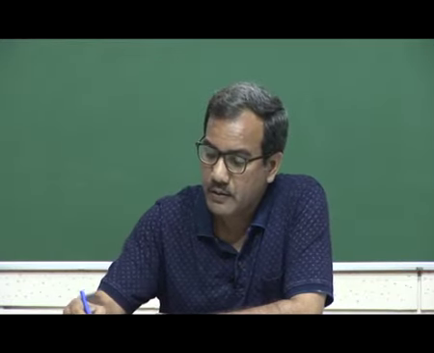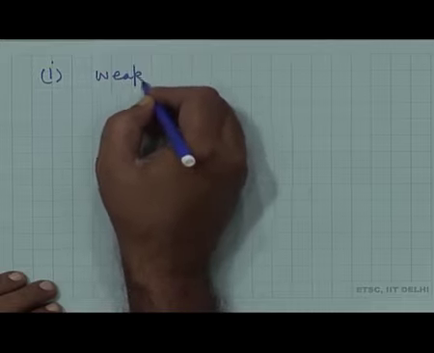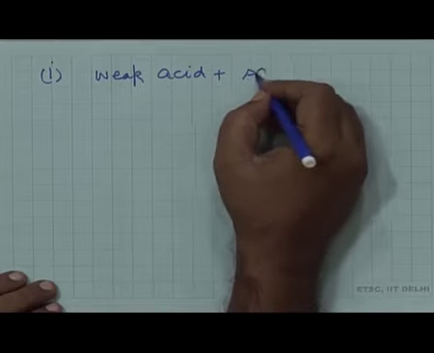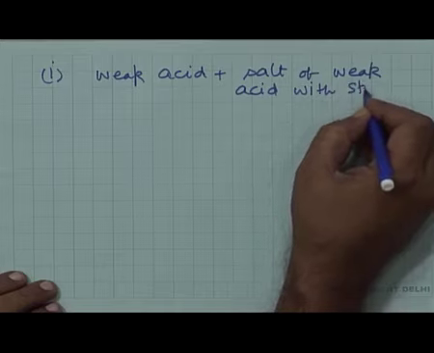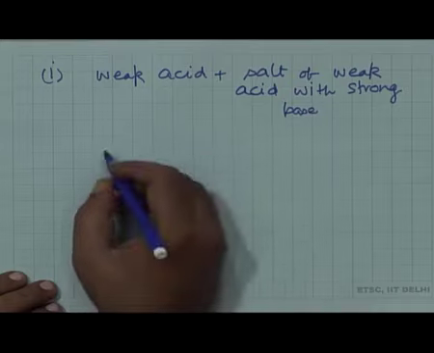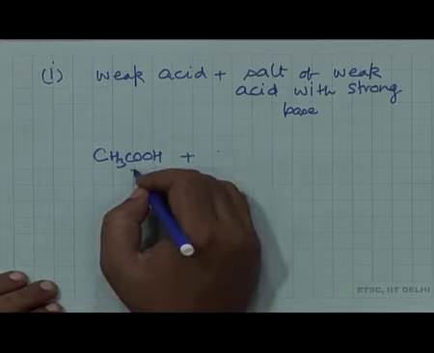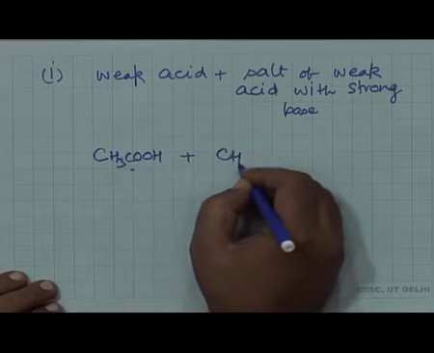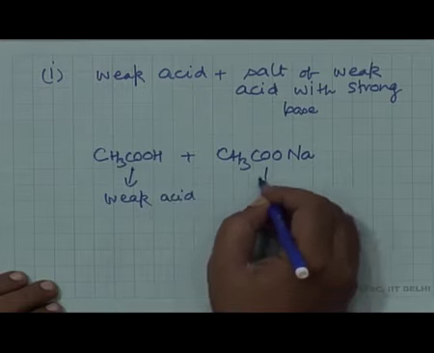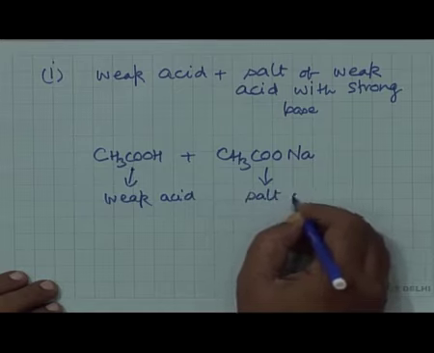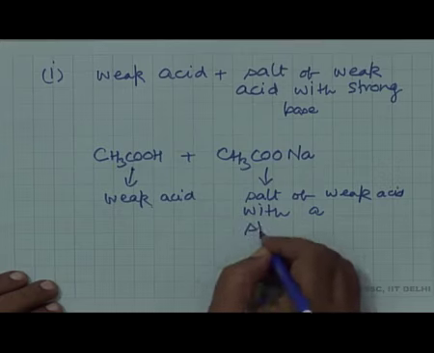There are different types of buffer. First is a weak acid in presence of a salt of the weak acid with a strong base. So, for example, acetic acid with its salt with a strong base, that can be CH3COONa. So, this is the weak acid, and then this is the salt of the same weak acid with a strong base.